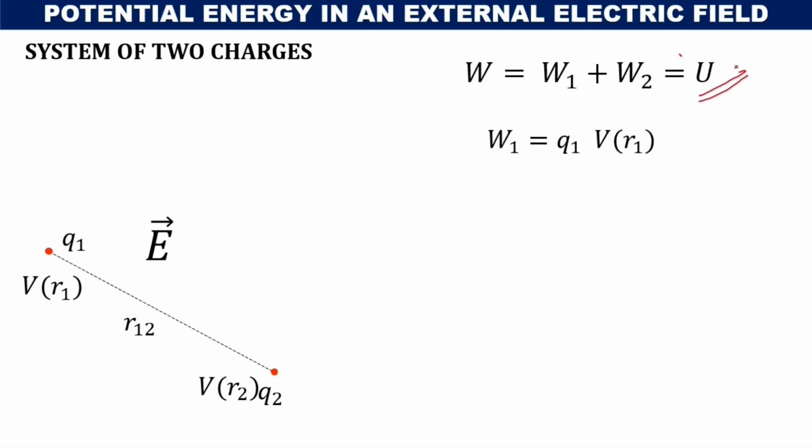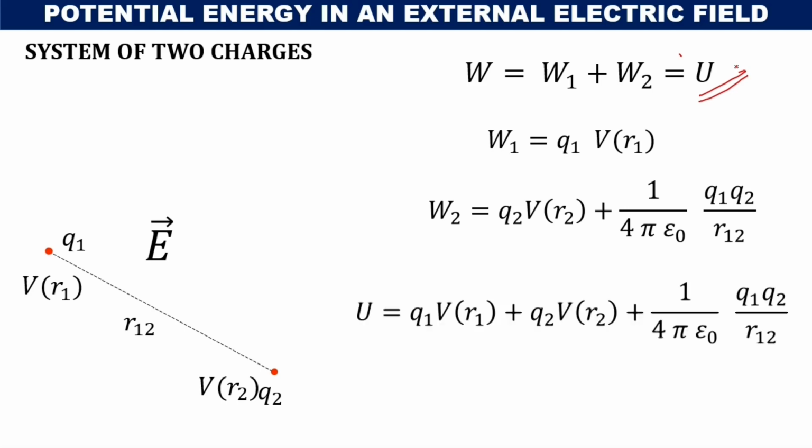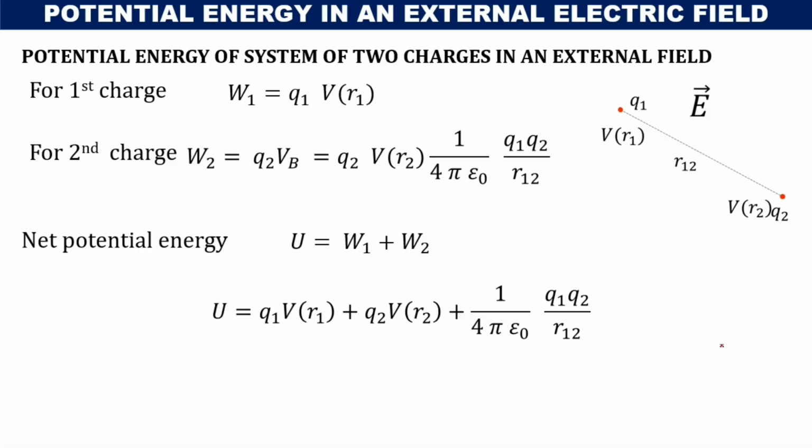We know that W1 is equal to Q1 into VR1, W2 is equal to Q2 into VR2 plus 1 by 4 pi epsilon naught Q1 Q2 divided by R12. Hence, the total potential energy of a system of two charges in the presence of an external electric field is given by this equation. The notes for the determination of the expression for the potential energy of a system of two charges in an external electric field are as shown in the slide.